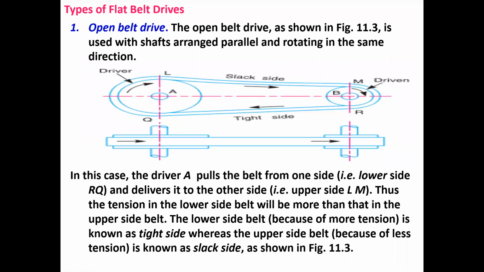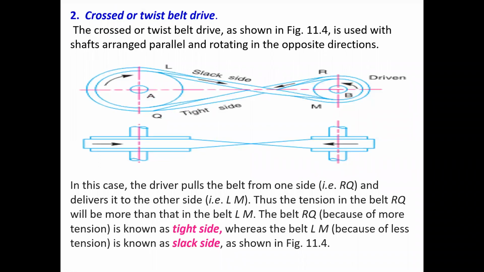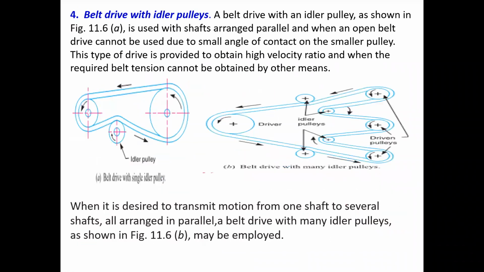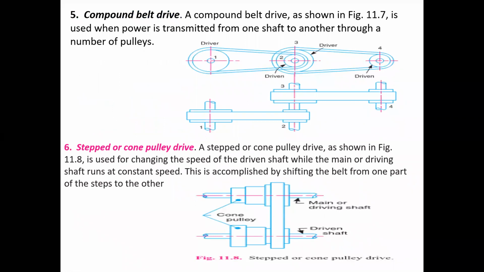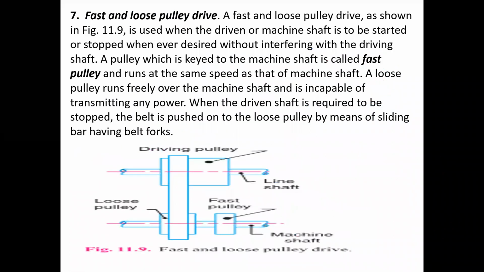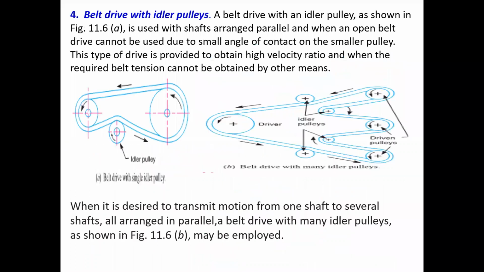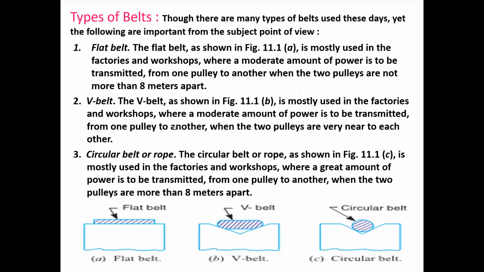Okay, types of belt drives. Now, the types of flat belt drives are again classified. In this we have the open belt drive, the cross belt drive, the quarter turn belt drive, belt drives with idler pulleys, compound belt drives, stepped or cone pulley drives, and fast and loose pulley drives. These are all the types of flat belt drives. The flat belt is a very important belt drive.